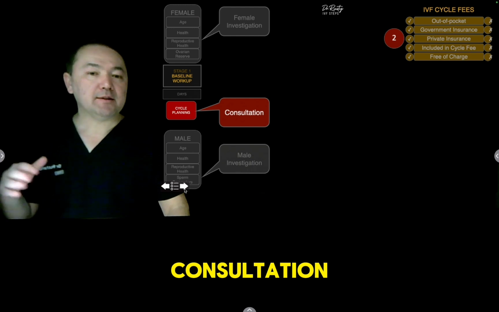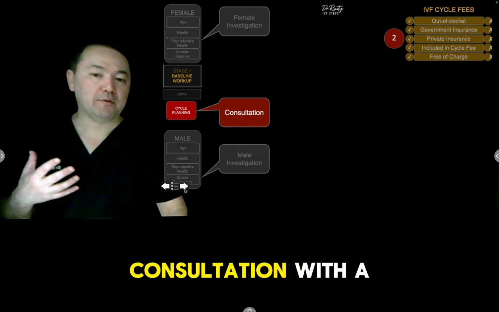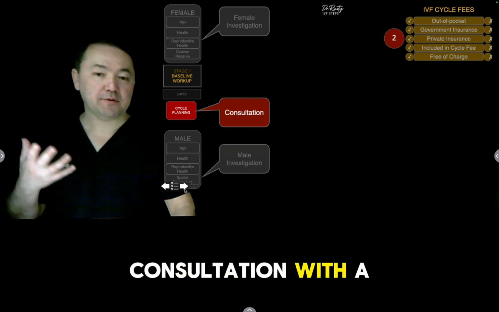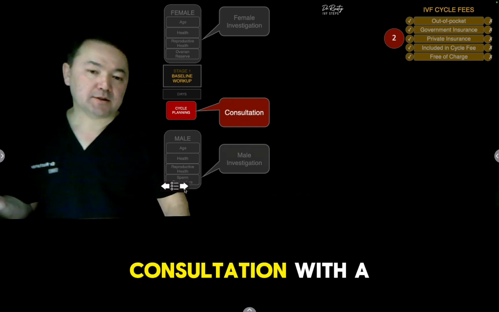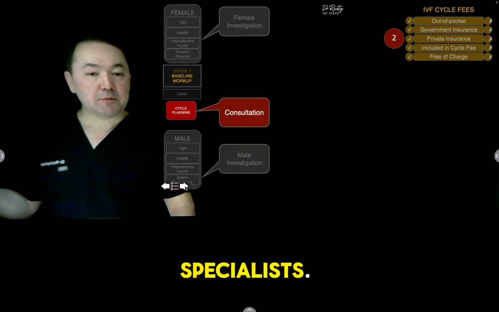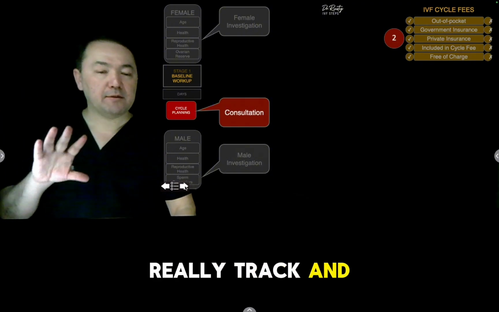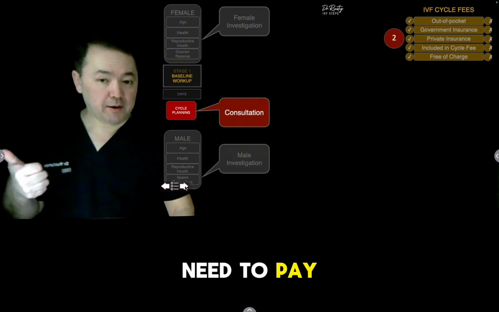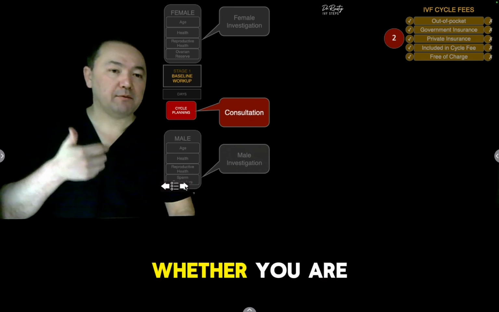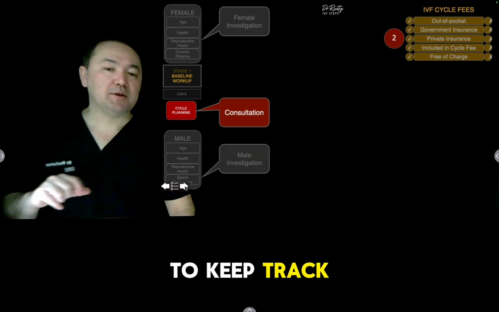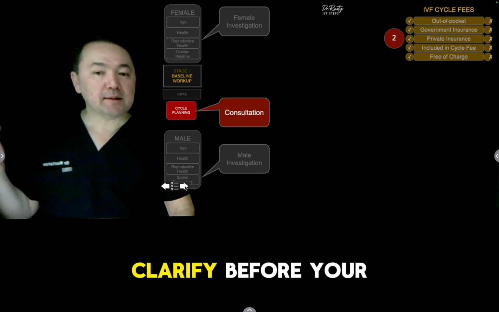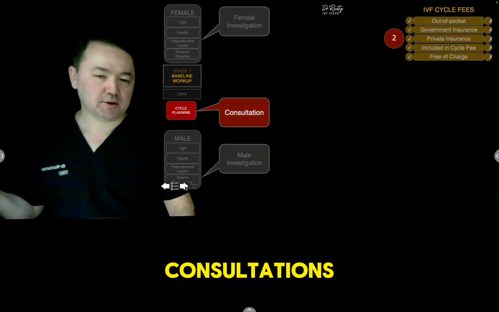The second is consultation. You have a consultation with a GP, a consultation with a specialist, a consultation with nurses. Maybe you need to have a consultation with a counselor or other specialists. You need to really track and find out how much you need to pay for those consultations and who is paying, whether you are paying or it's included in your Medicare. You need to keep track of all those fees and clarify it before your consultations.